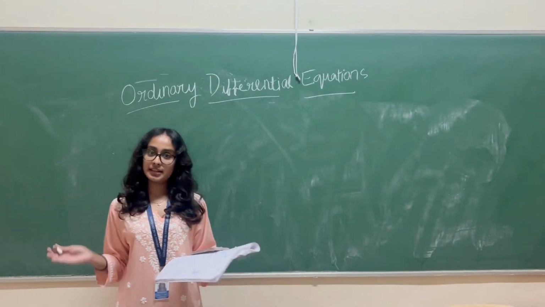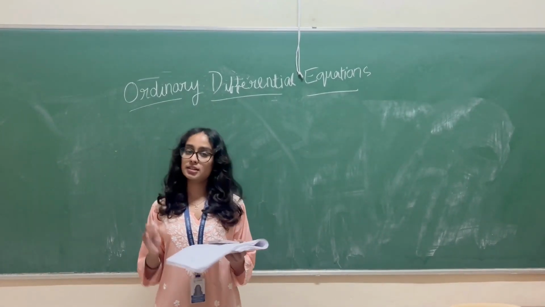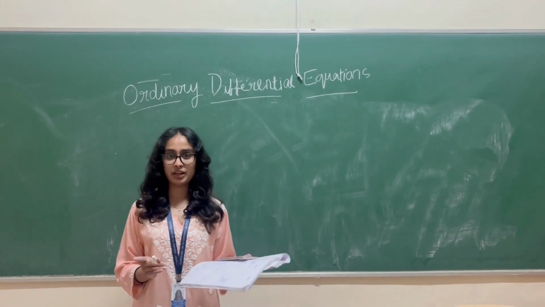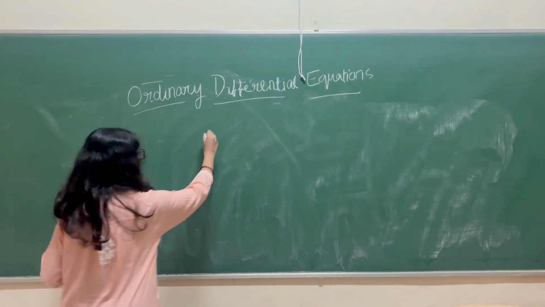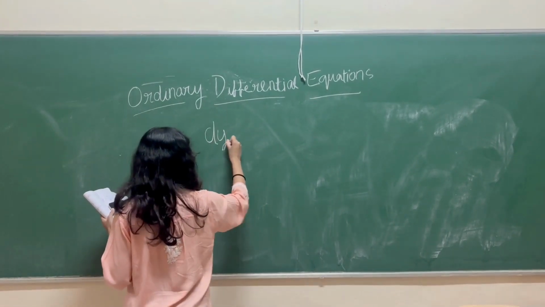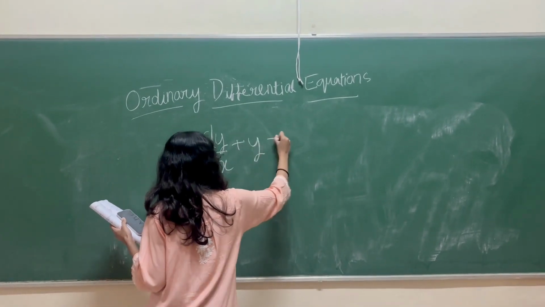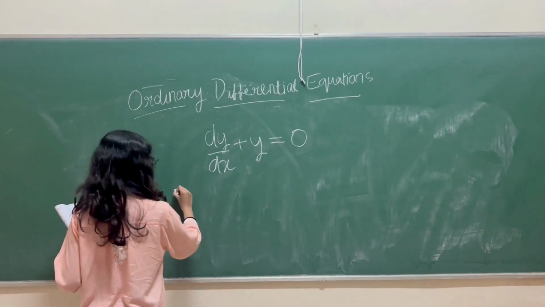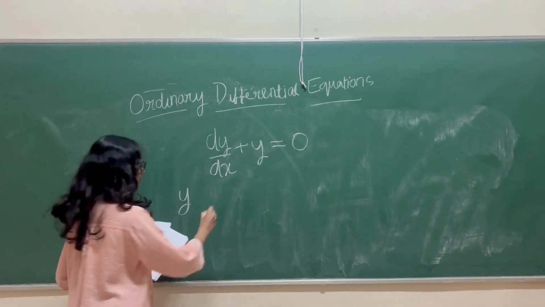So now we're going to study what an ordinary differential equation is. An ordinary differential equation is a differential equation where there are derivatives with respect to only one independent variable. So what are independent and dependent variables? Let's take an example: dy by dx plus y is equal to 0. In this case, the dependent variable is y and the independent variable is x.